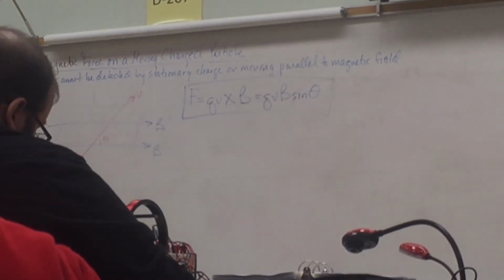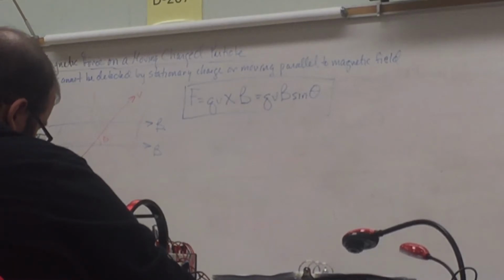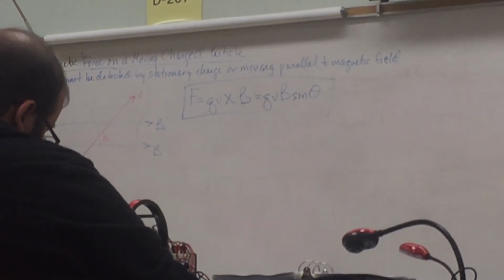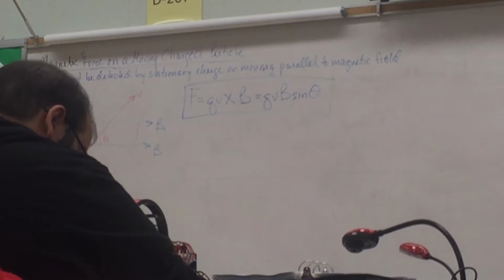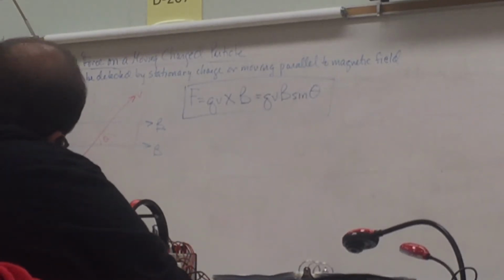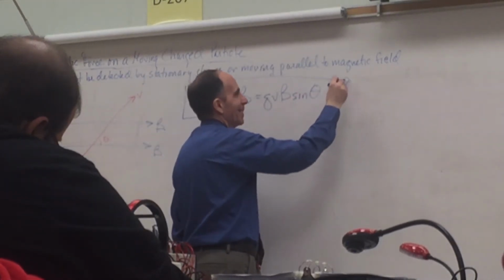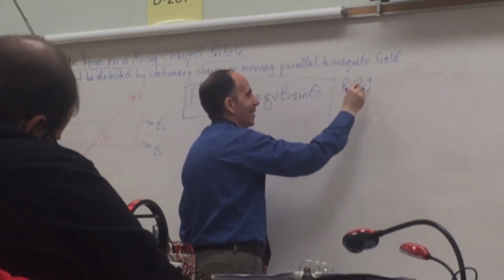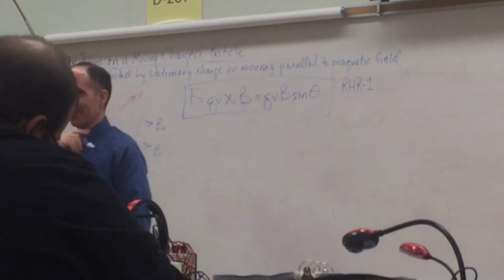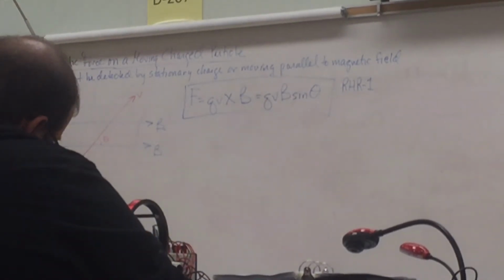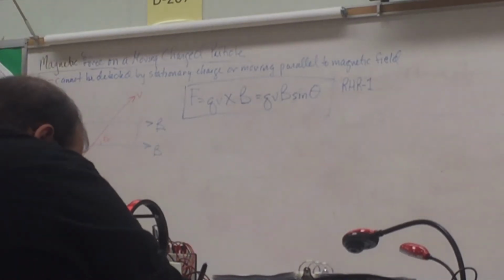It's a cross product. Because it's a cross product, it follows what, Alex? Right hand rule. We're following right hand rule 1. RHR 1, that's the way they abbreviate it. There are several ways you can do this.